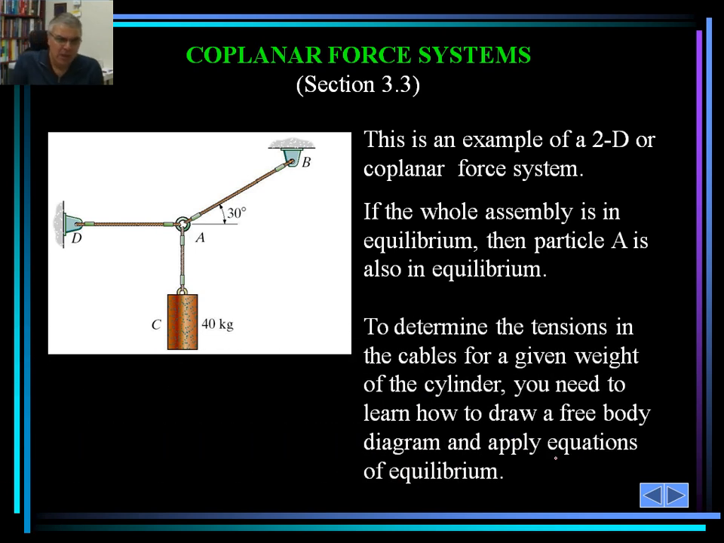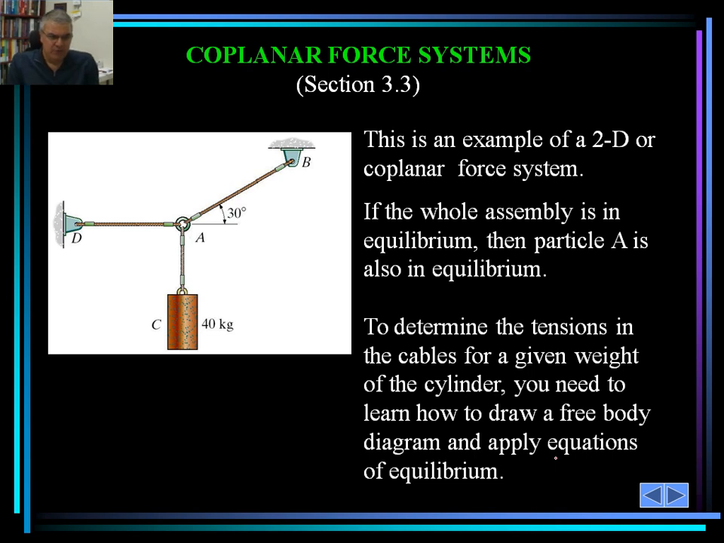Again, I repeat that. If the entire system is in equilibrium, the particle A is also in equilibrium. Every time in statics we talk about a system or an assembly, we talk about a group of members, different sections that come together for a certain reason. We call that a system or an assembly. So if the entire system is not moving, it's in equilibrium, then particle A, the point at which all these forces coincide, must also be in equilibrium.